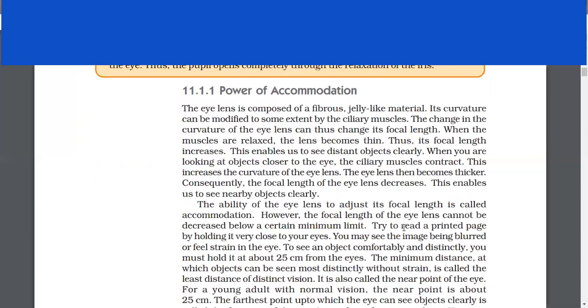When you are looking at objects closer to the eye, the ciliary muscles contract. This increases the curvature of the eye lens. The eye lens then becomes thicker.